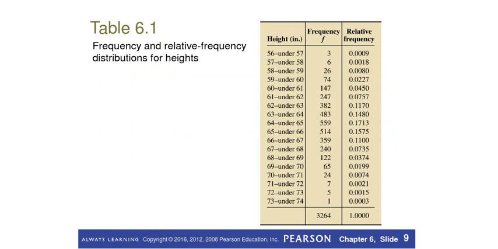So we could almost think of it as saying, our probability of finding somebody with a height at random in this sample between 62 and 63 inches would be equivalent to saying 382 out of 3,264. That is 0.1170, right? That's an 11.7% chance. If we added up all these percentages here on the right, we get 1.00. That's equivalent to saying that the area under the curve is 1.00.